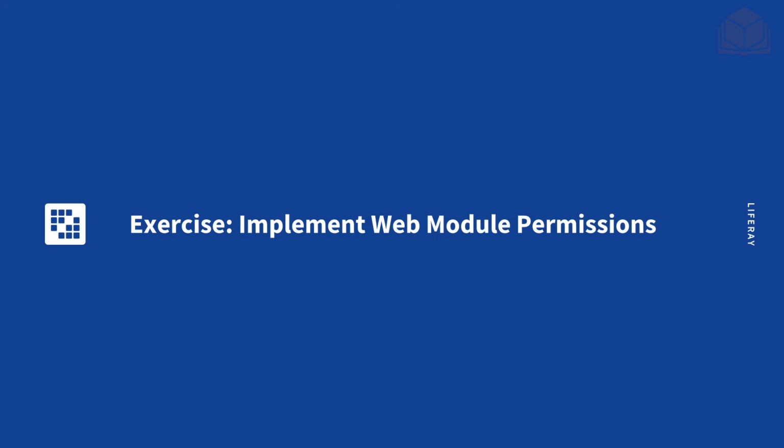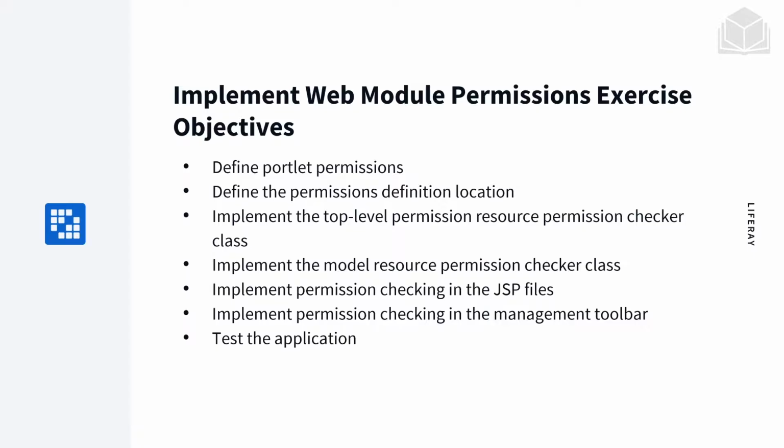In this exercise, we're going to implement permissions in the web module. Our objectives will be to define portlet permissions, define the permissions definition location, implement the top-level permission resource permission checker class, implement the model resource permission checker class, implement permission checking in the JSP files, implement permission checking in the management toolbar, and finally, testing the application.